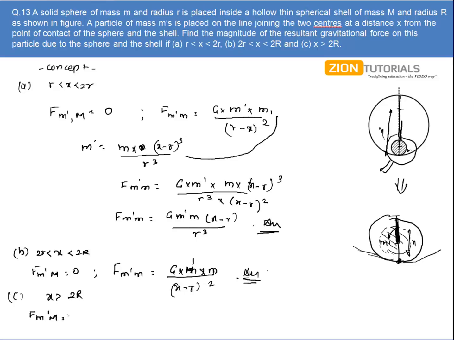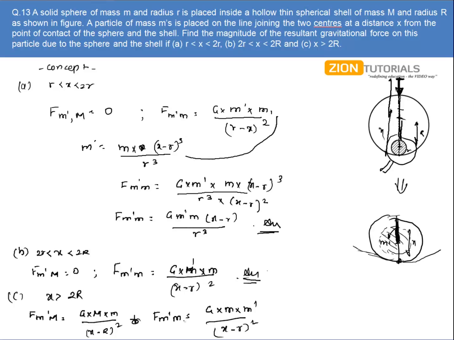And in part C, it is lying outside 2R, so clearly the force will now act due to the outer shell also. That will be given by G into capital M times m dash divided by the distance between both of them. If the particle is lying somewhere at this point and this complete distance is x now, and this distance is capital R, it will be (x minus R) whole square. The direction of force is along the center line, that is downward. The force acting on m dash due to small m can be calculated by the same formula, and the distance between them will be (x minus r) whole square.